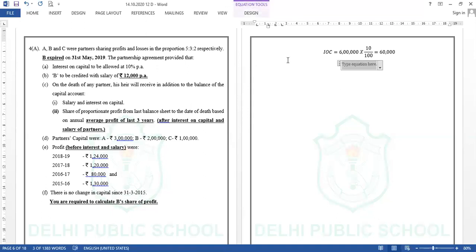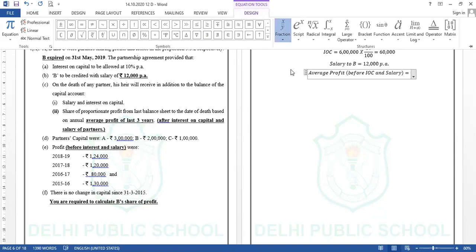Now I need to know salary. Salary to B, that is 12,000 rupees per annum. So this is also not a problem, easy going. So now if I have to calculate average profit, this average profit will be before interest on capital and salary. Okay, so let us calculate this.